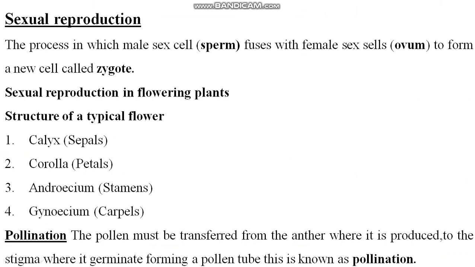So let's see sexual reproduction. What is sexual reproduction? The process in which male sex cells, sperm, fuse with female sex cells, ovum, to form a new cell called zygote, right. Here male sex cells, sperm, and female sex cells, ovum, are involved. They fuse together and form a zygote, and the process of fusion is called fertilization.